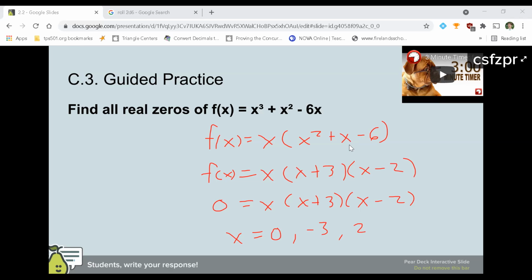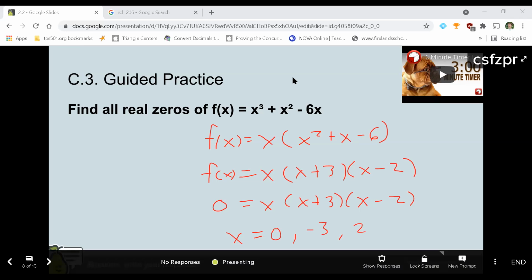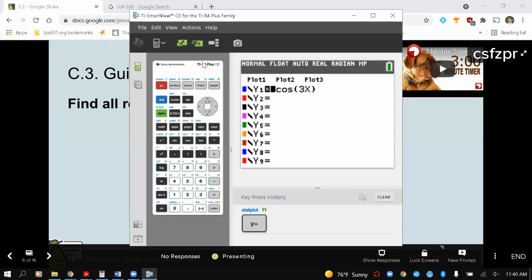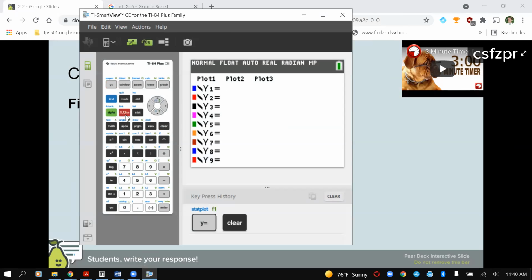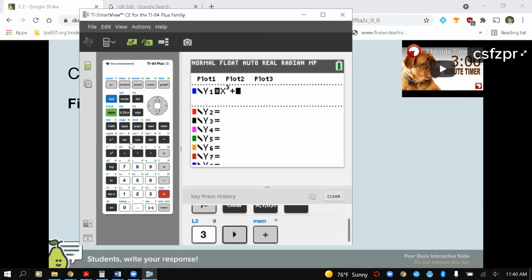Yay? Okay. Really quickly, I know we probably know how to do that in Desmos. Do you know how to do that in the TI-84? Let me show you. Oh, wait, hold on. I'm going to have to reshare our whole screen. Okay, stop share, reshare whole screen. All right. Y equals x to the third plus x squared minus 6x.